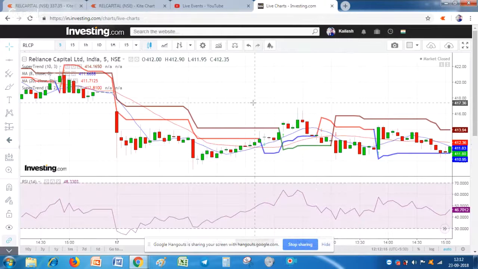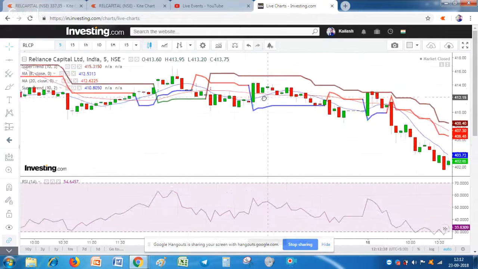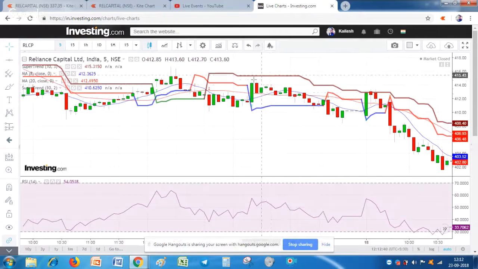Let me show you one level. See, this Super Trend has given a buy entry here, but the other Super Trend was still in sell. Then both gave a buy signal, but even after both Super Trends gave a buy signal, this signal is not reliable actually. Somewhere it may give us false signals also.